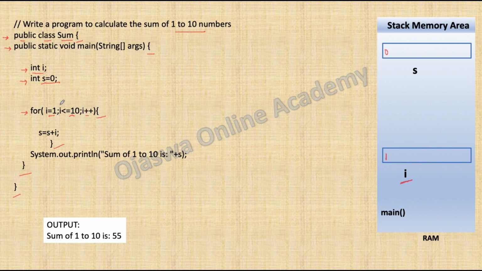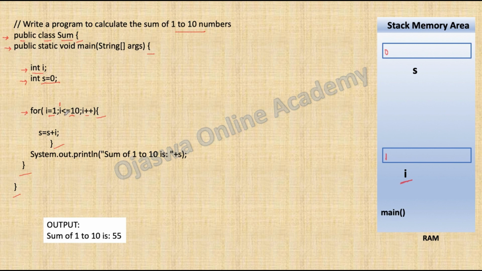The next is condition check. Value of i is 1, less than or equal to 10. Now i is initialized to 1 because we are calculating sum of 1 to 10 numbers. The first number to be calculated is 1. And the condition is i less than or equal to 10 because the last number to be calculated is 10. So our condition stops at 10. So 1 less than or equal to 10 condition is true.